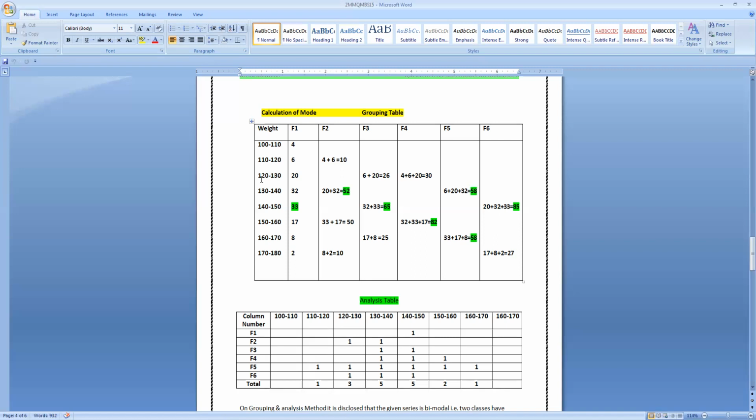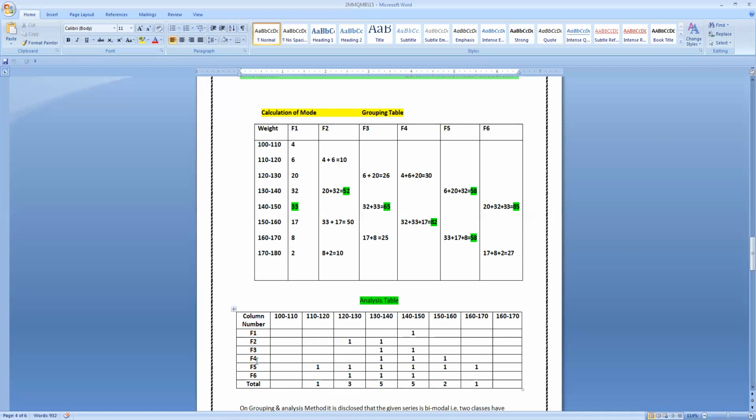Corresponding to that, the two class intervals are 120 to 130 and 130 to 140. So let us check here in the second column, 120 to 130 and 130 to 140. Then we'll have to go for the third one. The third, we got by summing up 32 plus 33, that is 65. Corresponding to that, the two class intervals are 130 to 140 and 140 to 150. In the F3 column, 130 to 140 and 140 to 150, we'll have to mark it as 1.